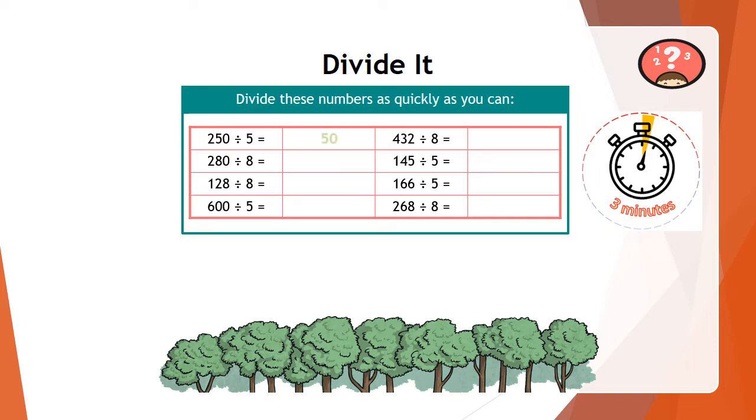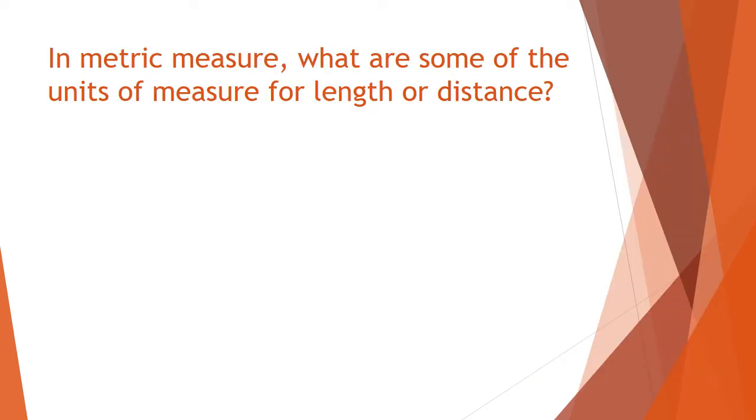And here's our answers. 250 divided by 5 is 50. 432 divided by 8 is 54. And so on and so forth. Well done if you managed to do those.